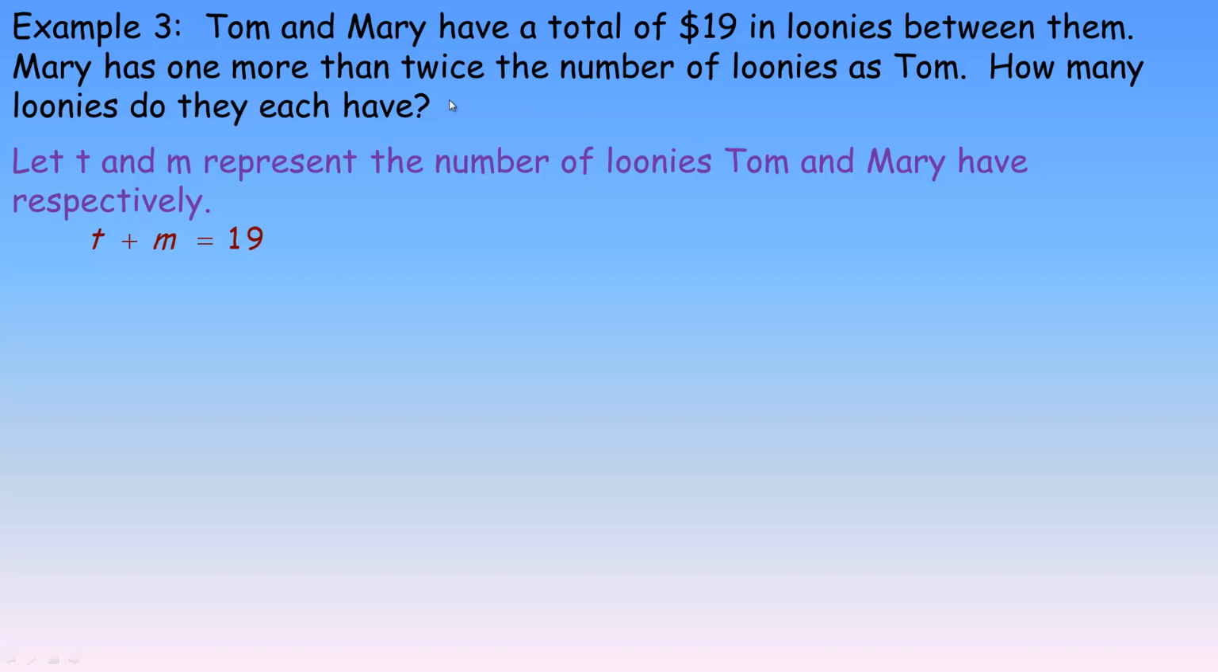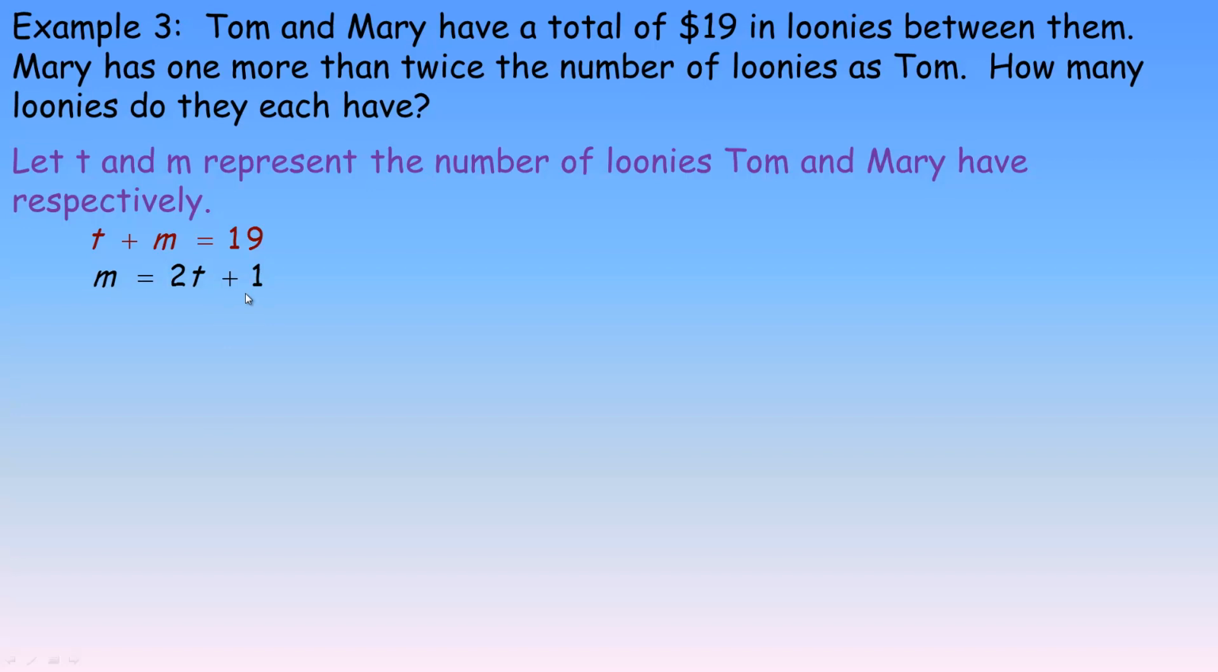The second sentence says Mary has one more than twice the number of loonies as Tom. So Mary's is double Tom's plus 1. One more than twice as many. So there's the twice as many plus 1. So Mary's is equal to double Tom's plus 1. So that's my second equation. And this equation is solved for M, solved for Mary.